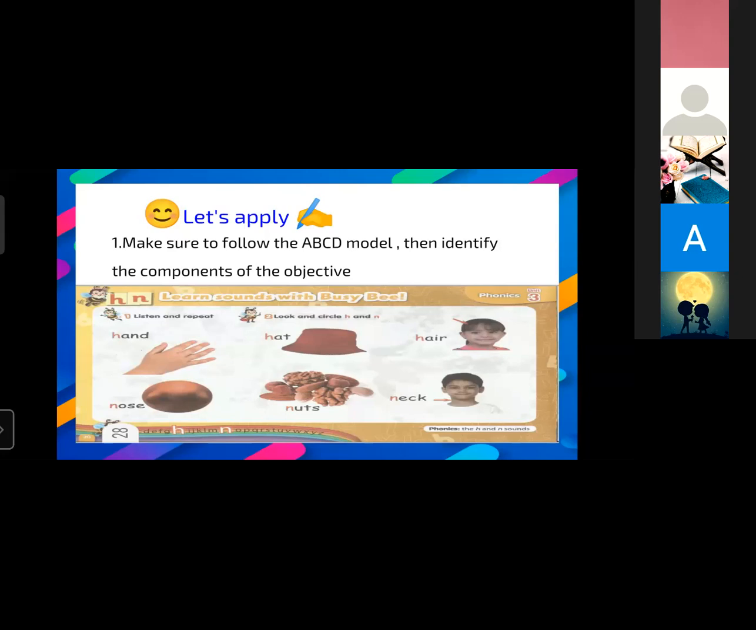So it's very important to choose the degree the learners will produce in the lesson or the objective. This is very important, okay? So is it easy now to apply the ABCD model? Yes. Okay, great.